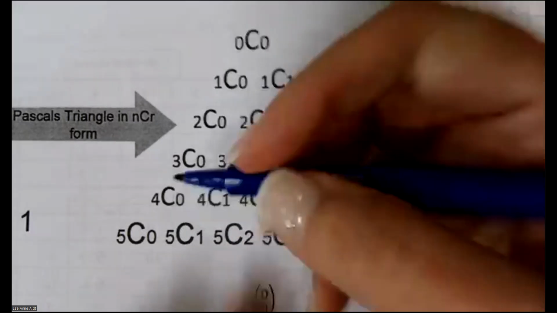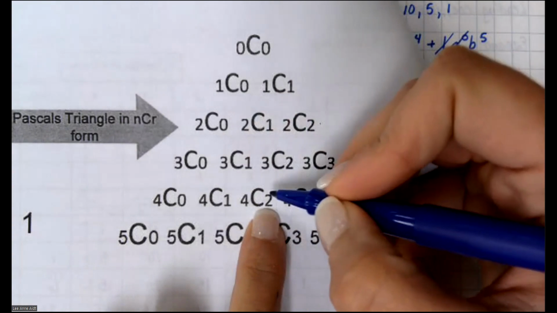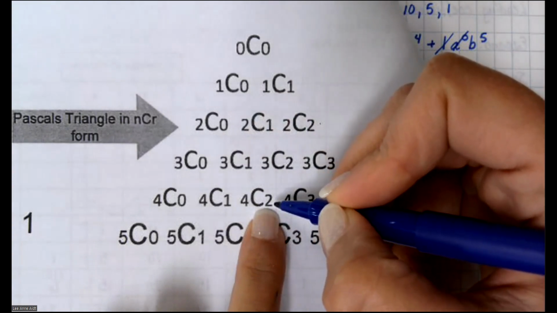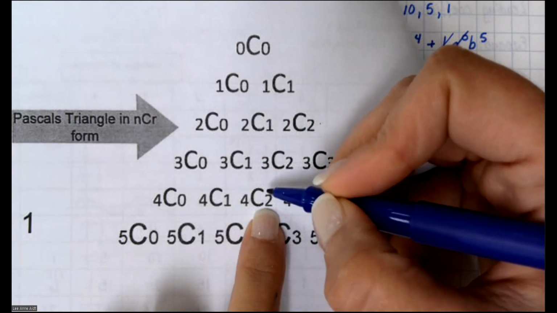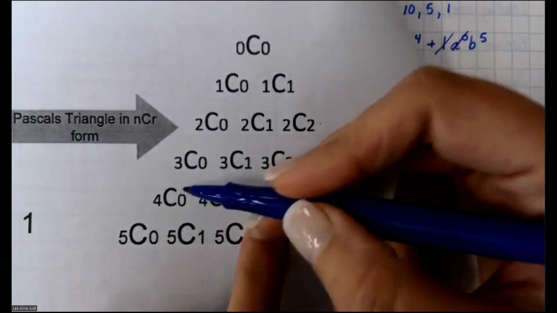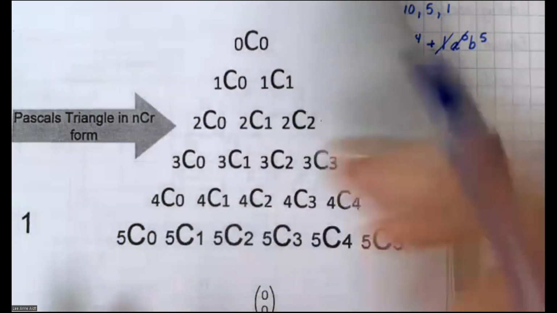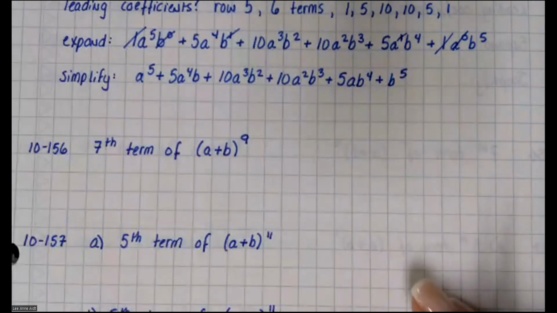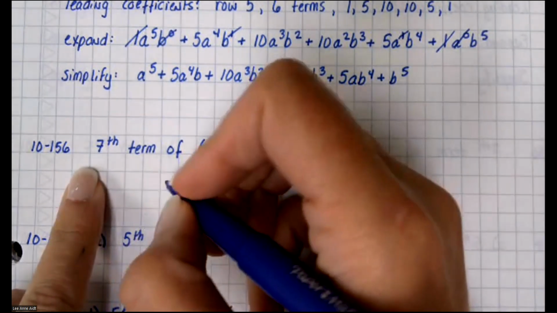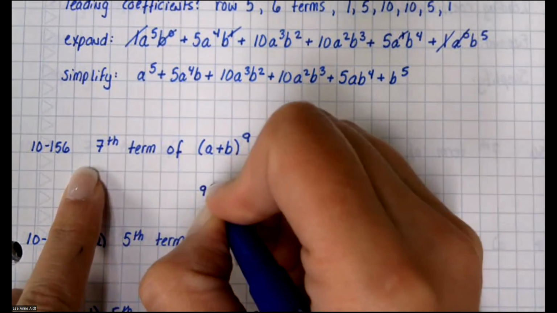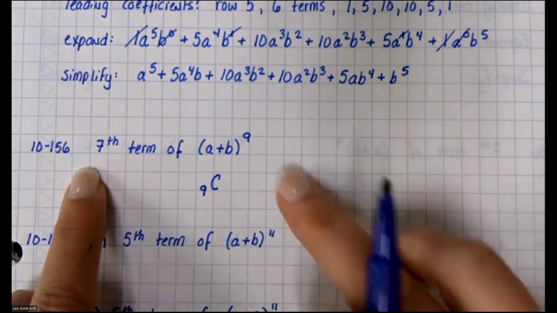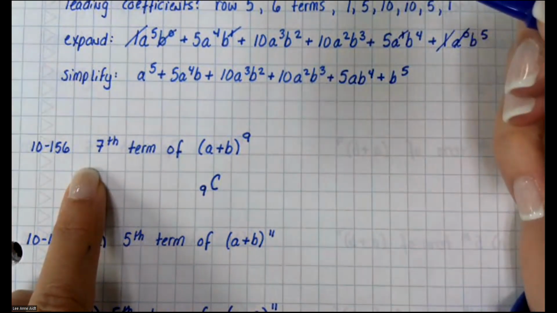Okay, do you notice how I said it's the third one, but it's 4 combination 2, not 4 combination 3? Why not? Why is it not 4 combination 3? I said it was the third one. Yeah, you have to count the 0. Okay, so we're going to use this logic to say, all right, we know that we're going to have 9 combination something because you're in row 9. Does this make sense that you're in row 9?